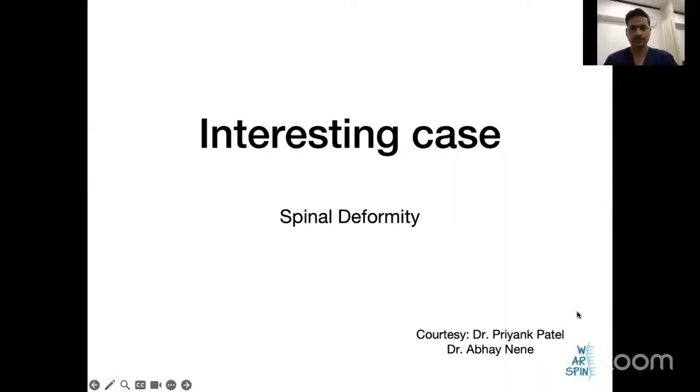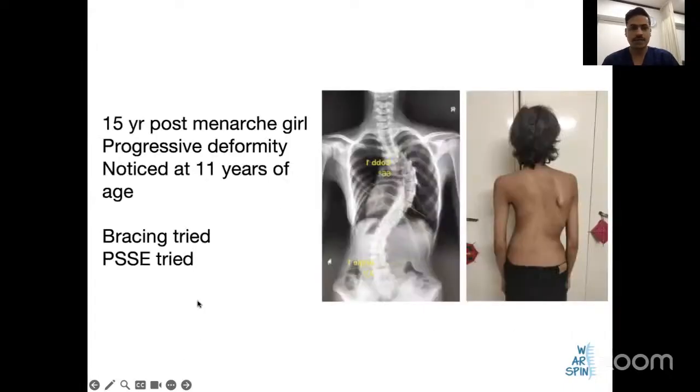Yes. So, good evening, one and all. I'll be presenting a case of a 15-year-old post-menarche female whose deformity was noticed at 11 years of age, and she was managed conservatively for quite some time till 15 years of age. Now, she has presented to us with this X-ray, where her shoulders seem to be balanced, and her right-sided loin crease is more.